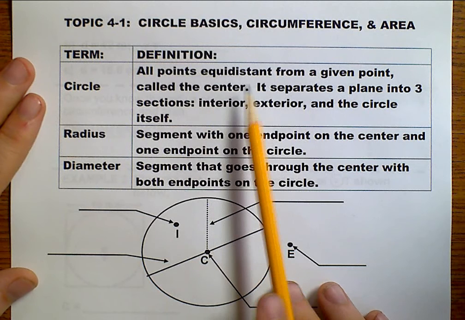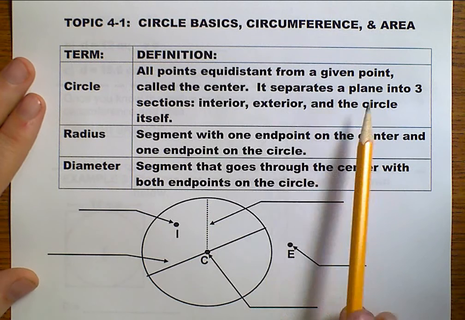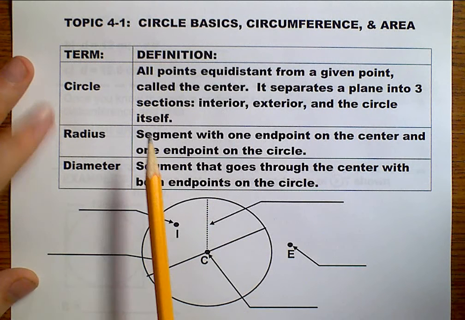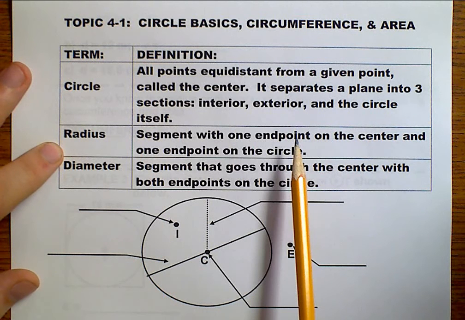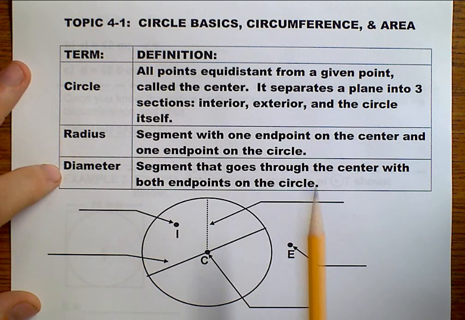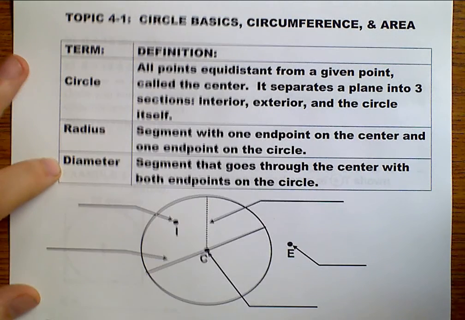A circle separates a plane into three sections: the interior, the exterior, and the circle itself. A radius, you should know this, is from the center to any endpoint on the circle. And the diameter cuts across the circle going through the center. So let's go ahead and make some labels.